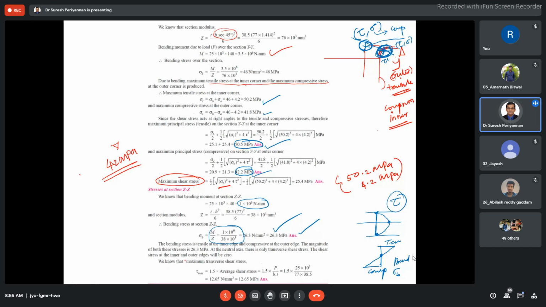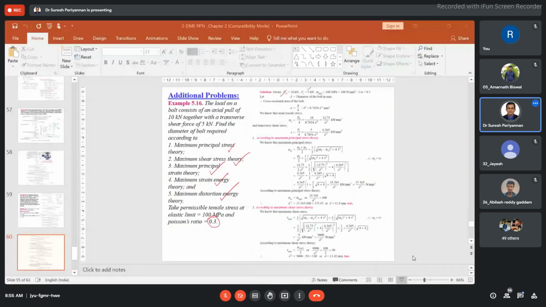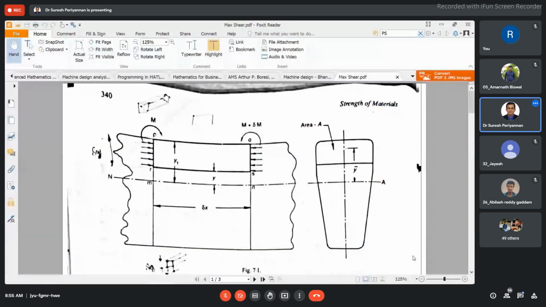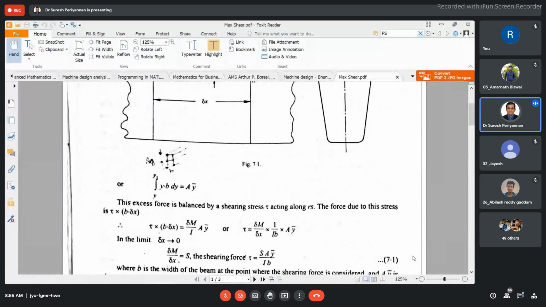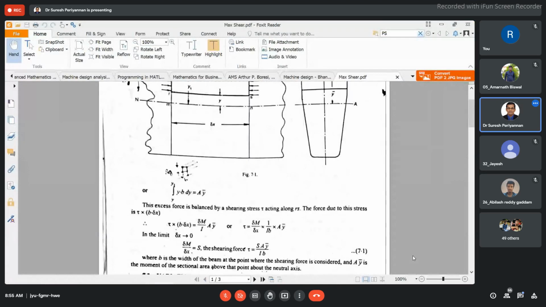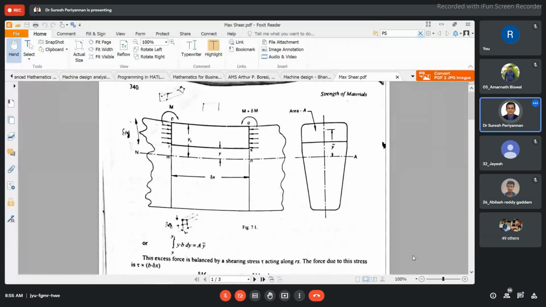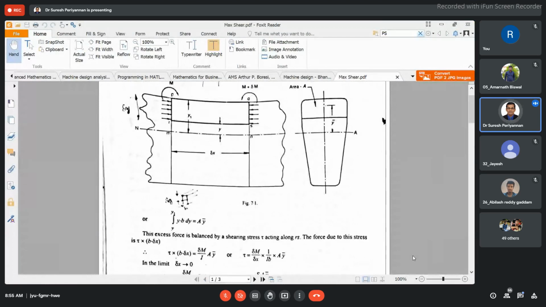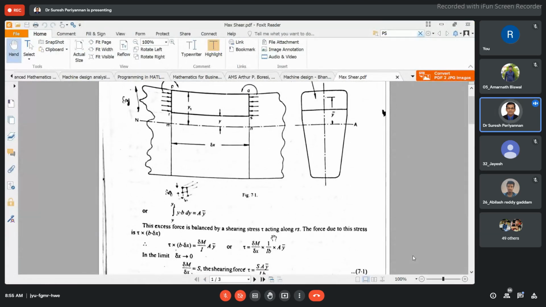Now, how are we finding tau max? We are using tau max equal to 1.5 times the average. Here I show you a PDF form, and I will share that PDF with you later. I collected this from strength of materials, so you might have studied it. This is shearing stresses in the uniform cross section of the bar.